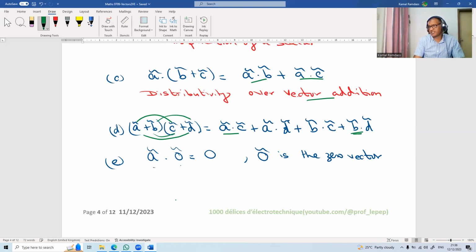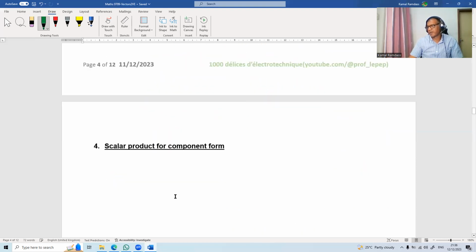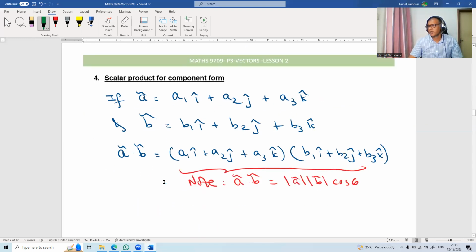And A bar dot zero bar, where zero bar is a zero vector. The zero vector cannot be represented on a Cartesian plane, on a diagram, OK? But A bar dot zero bar is equal to 0. OK? Zero bar is a zero vector.